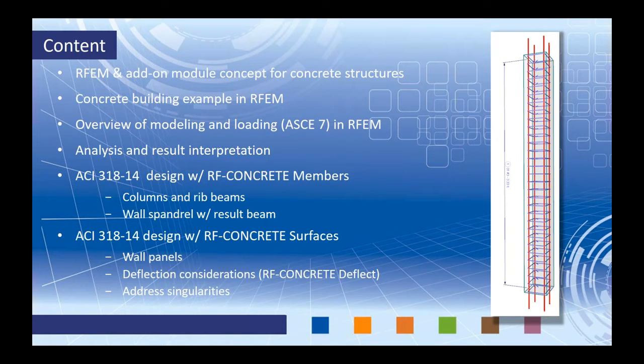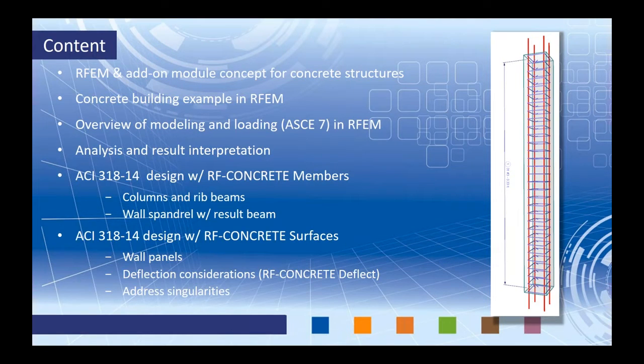Now, with that said, there are design add-on modules implemented within RFEM. And in particular, we'll be looking at today RF-CONCRETE Members. This will allow us to design our column and rib beams, as well as a wall spandrel above an opening within a wall with result beams according to the ACI 318.